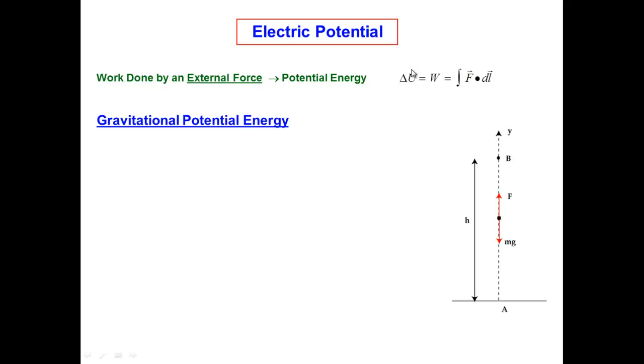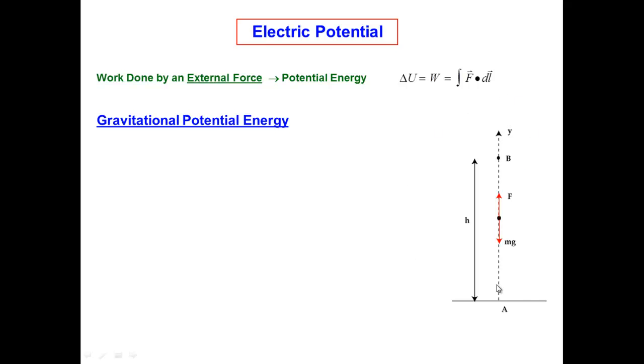The potential energy of an object changes when work is done on that object by some external force against another force. So, for example, gravity. The force of gravity pulls down on an object when it's near the Earth's surface, so that if we apply a force in the opposite direction to oppose the force of gravity, and we move the object from some initial to some final point, we're changing its potential energy.